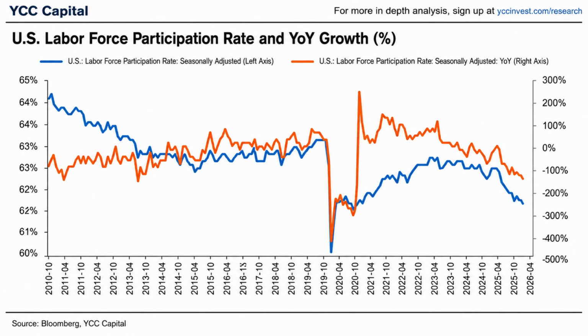More recently, participation has begun drifting lower again after reaching its post-pandemic peak. The year-over-year growth rate has also steadily weakened, suggesting that the rapid expansion in labor supply observed over the past 2 years is beginning to fade. This development carries two implications. First, slower labor force growth means future employment gains may naturally moderate even if hiring demand remains stable.